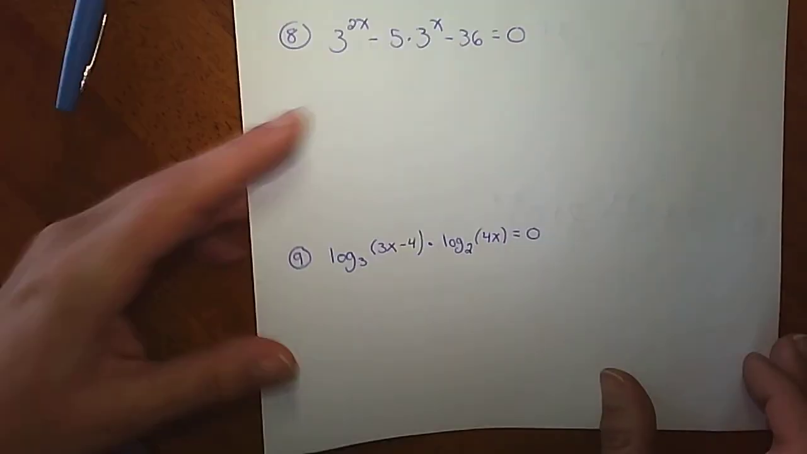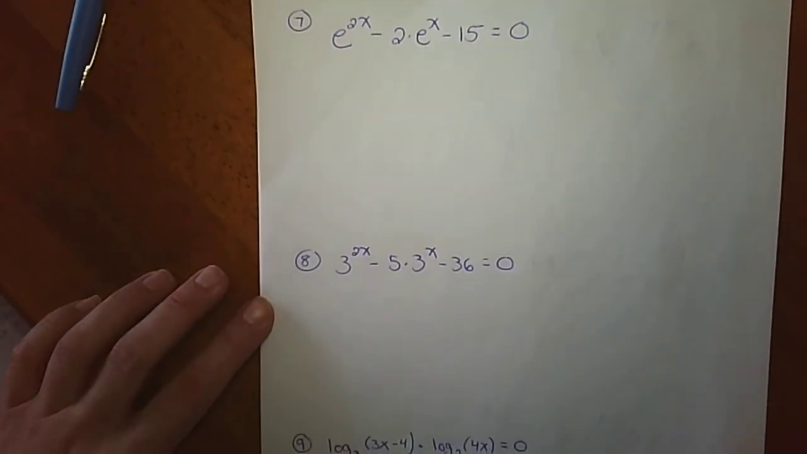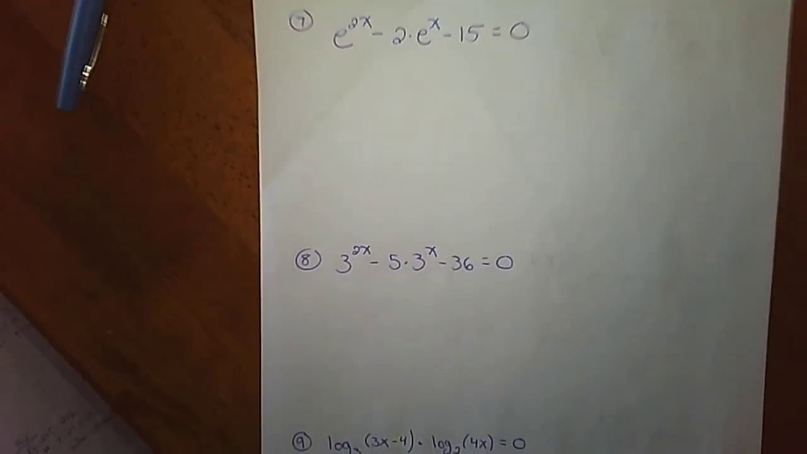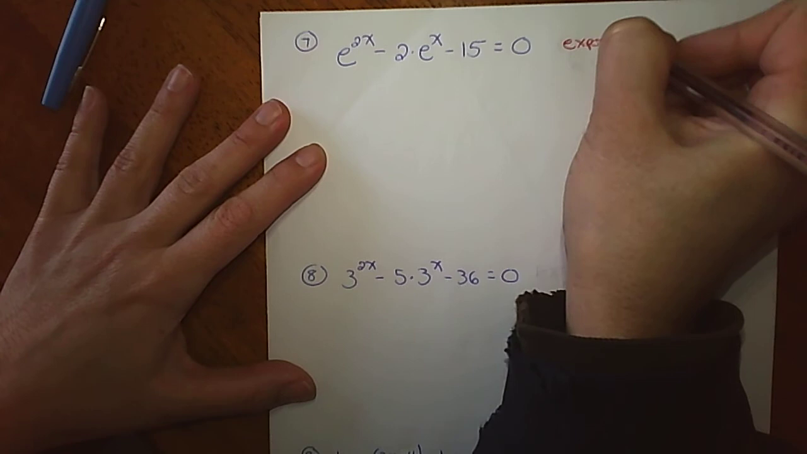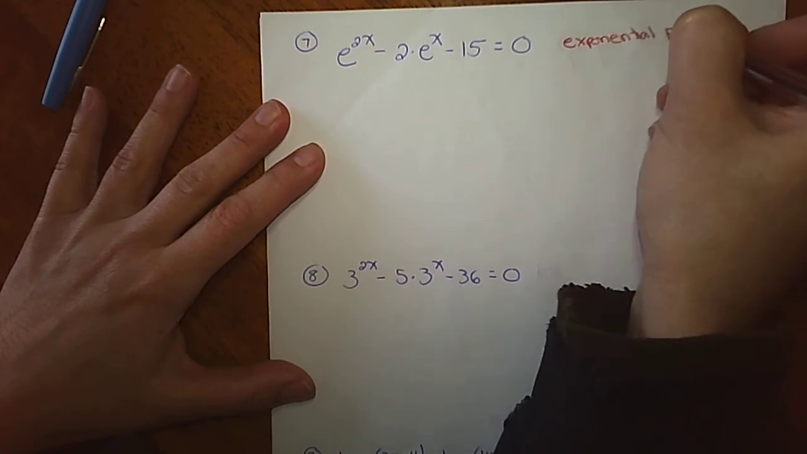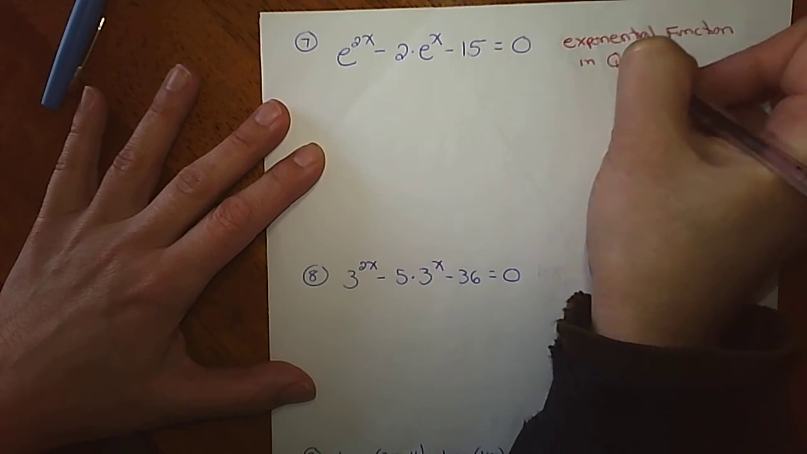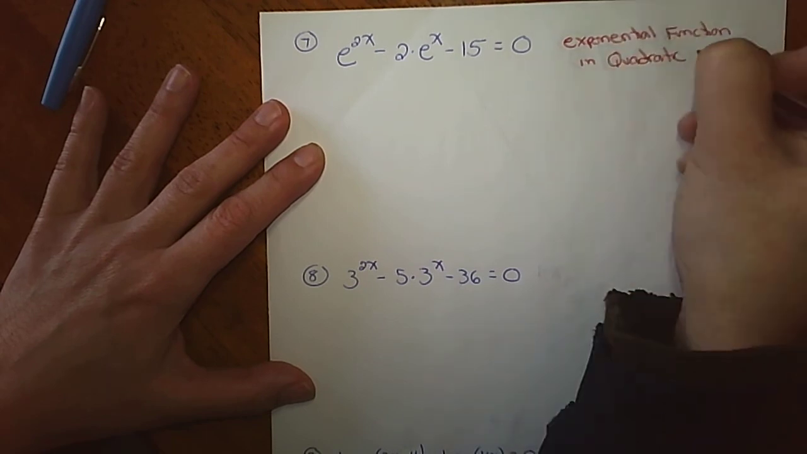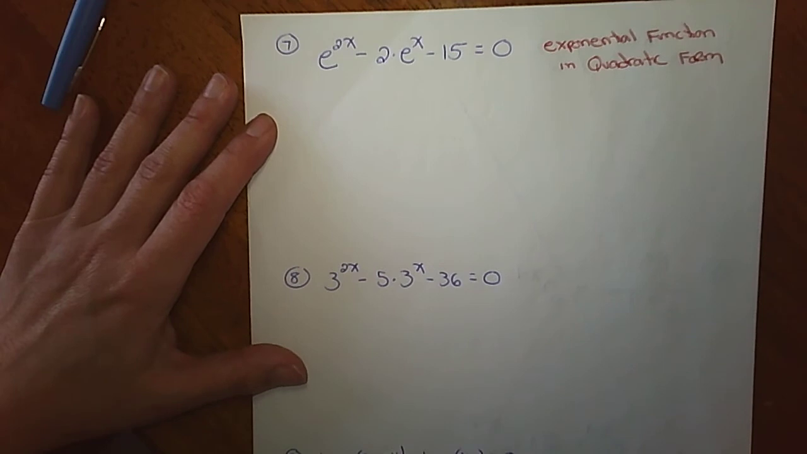Almost done. 3 more. And these 3 are awesome, because this is what we call exponential functions in quadratic form. So I'm going to write that over here. Exponential functions in quadratic form. Right? This is really a quadratic equation. And you're like, Miss Duffy, how in the world is it a quadratic equation?